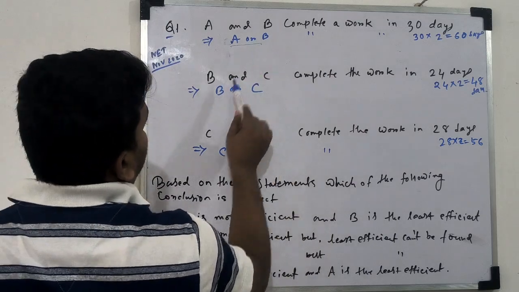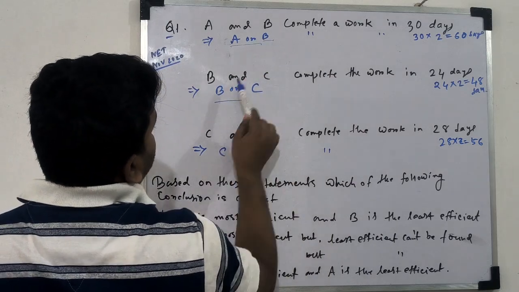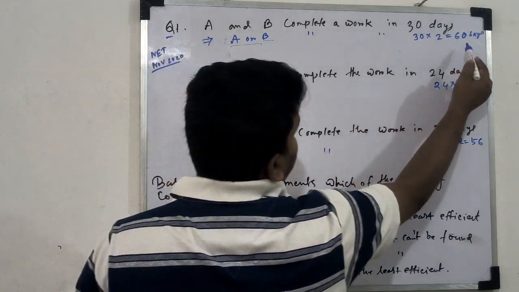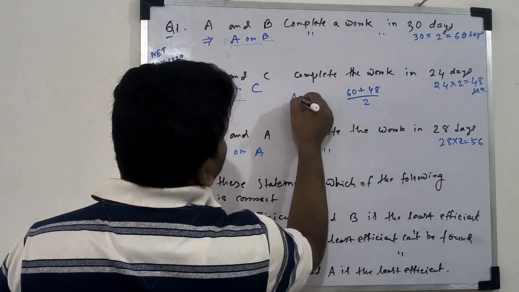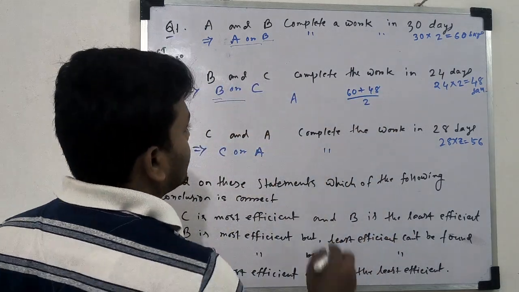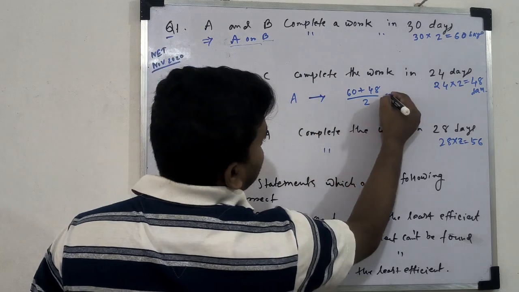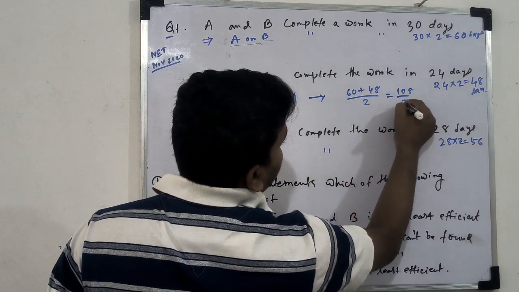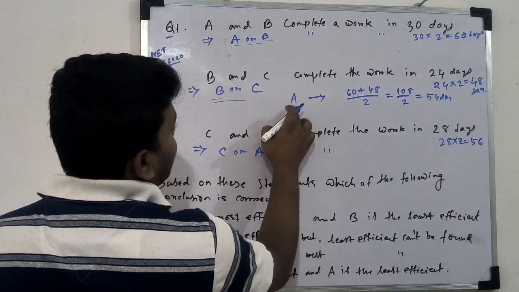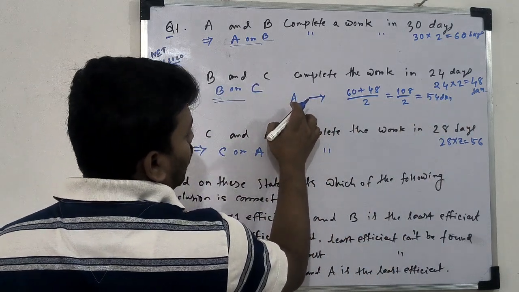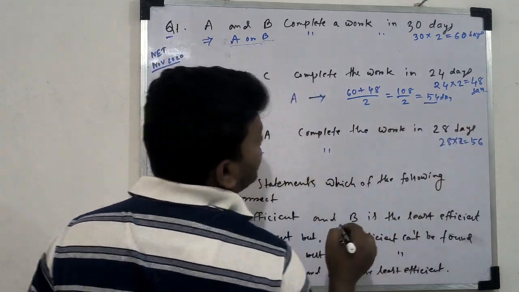So from this and this, here B is present in both. So if we add 60 plus 48 and divide by 2, we get the days if A works alone: that is 108 divided by 2, that is 54 days. Okay? So if A does the job alone, it takes 54 days.